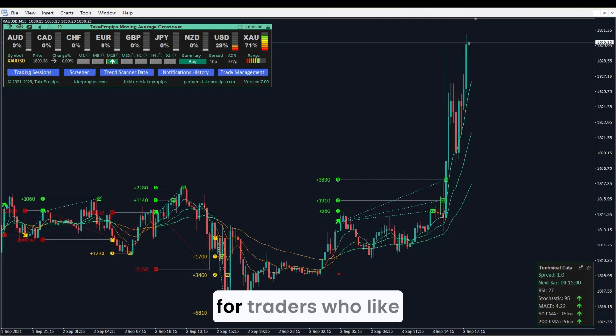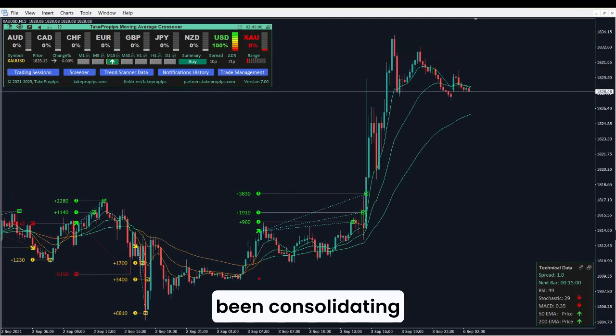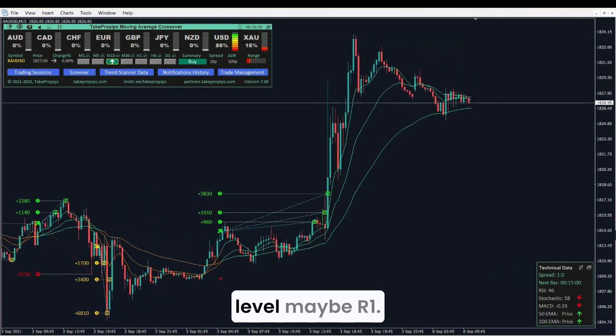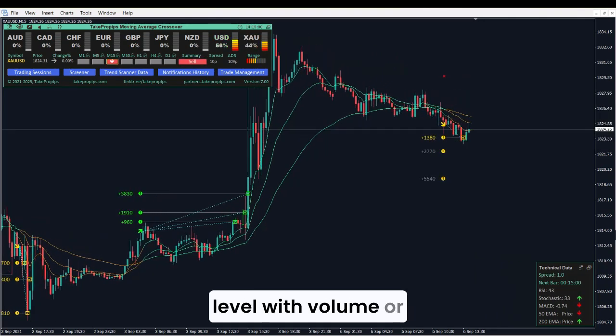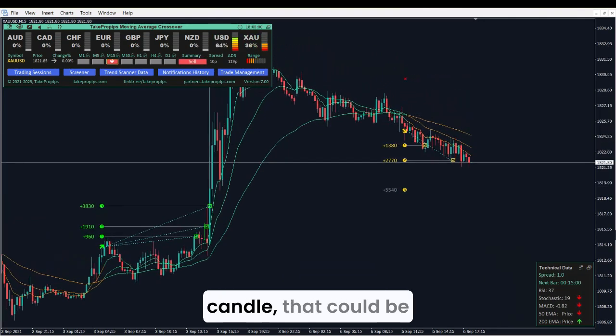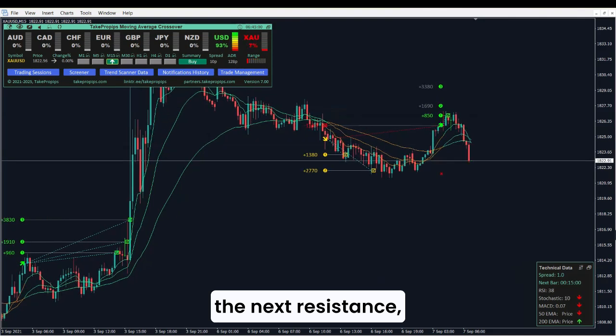Moving on to the second method, breakout trading with pivot levels. This one's exciting for traders who like to catch momentum. Let's say price has been consolidating just below a pivot resistance level, maybe R1. If you see a strong breakout through that level with volume or a solid bullish candle, that could be your cue to enter a long trade aiming for the next resistance, like R2.